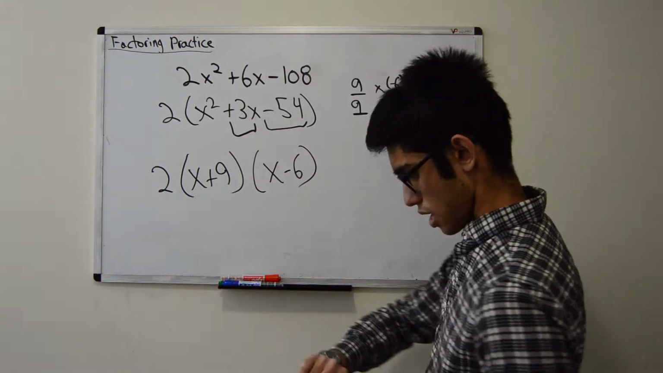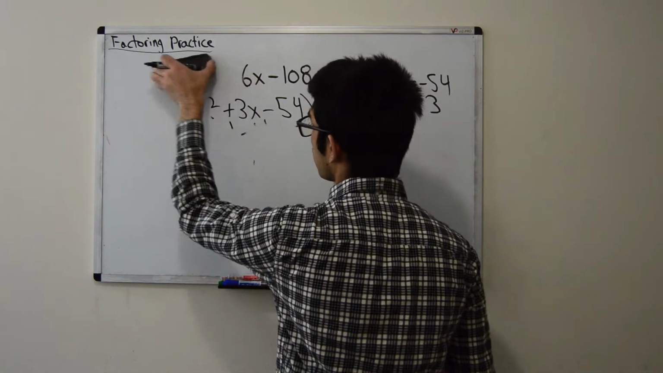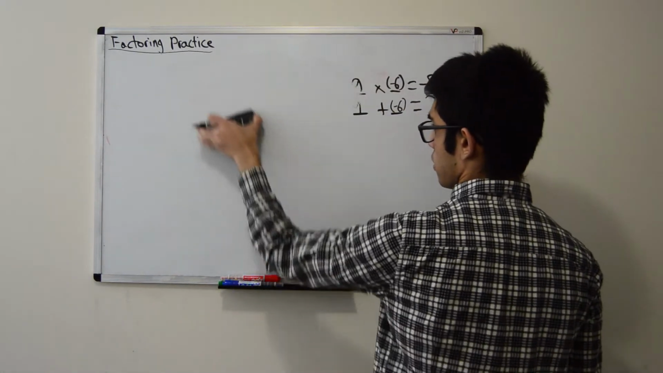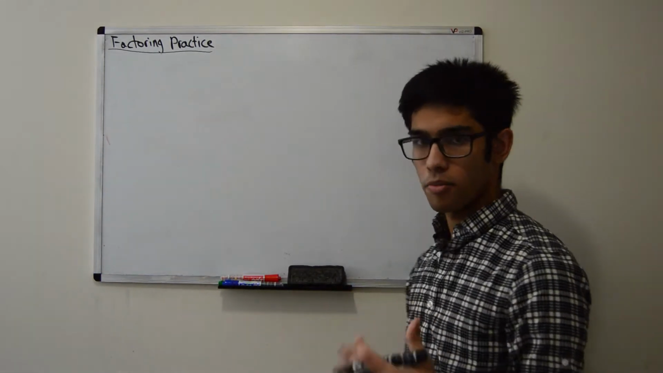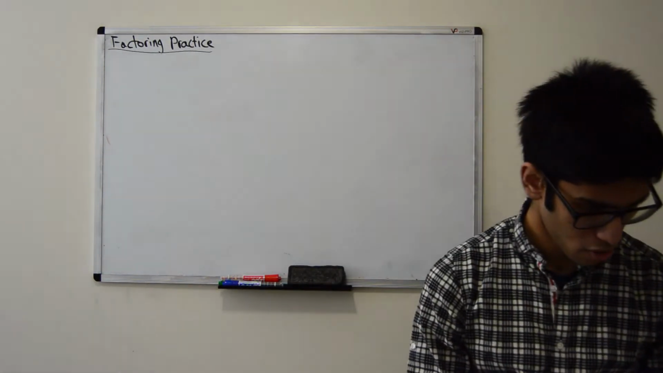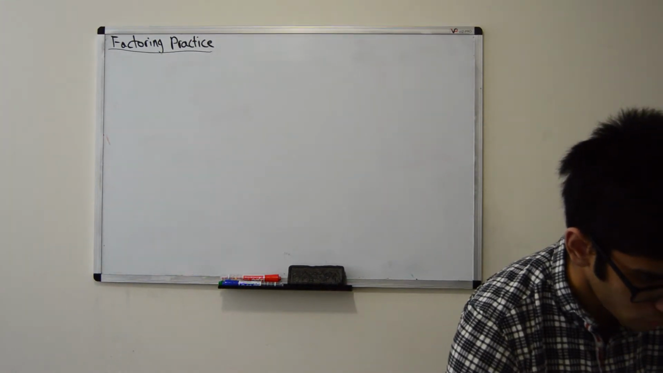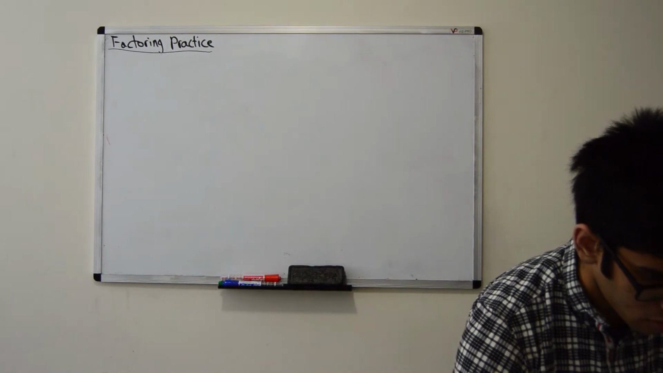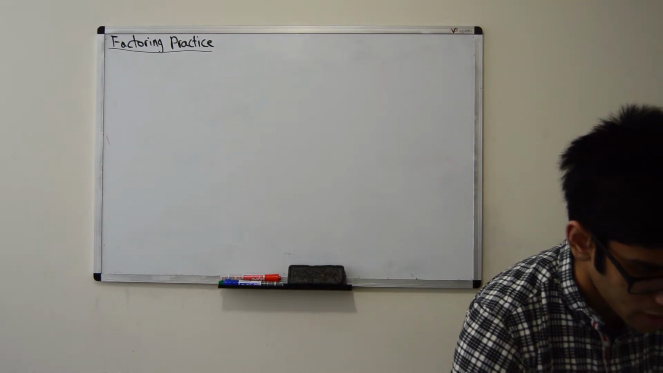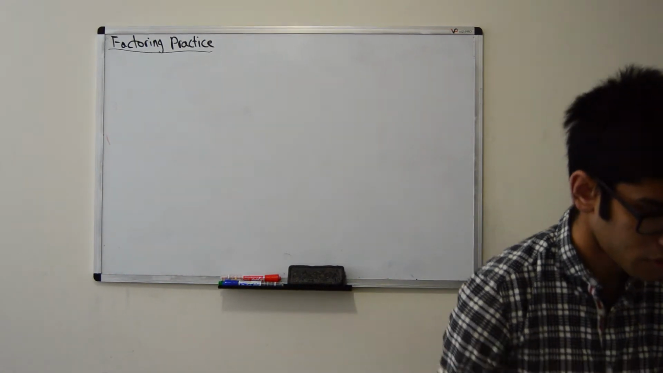So let's do another one. I don't believe I have the complex factoring in these problem sets that I have. I can look for one, but I don't believe I have these ones. Okay, why don't we go ahead and do this one right here. Okay, this one's not too bad.